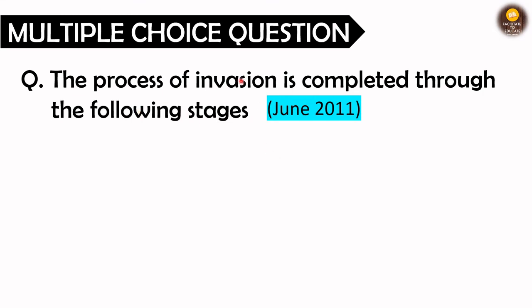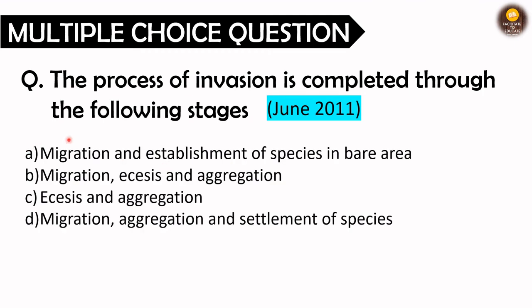So the process of invasion, right, is completed through, there were three steps in the invasion process. What were they? So the options are migration and establishment of species in bare area. This will never be correct because there are only two steps. Second is migration, ecesis, and aggregation. We'll see that, right? The third one is ecesis and aggregation. Fourth one is migration, aggregation, and settlement of species. So options C and A are already cut because there were three steps, we already know.